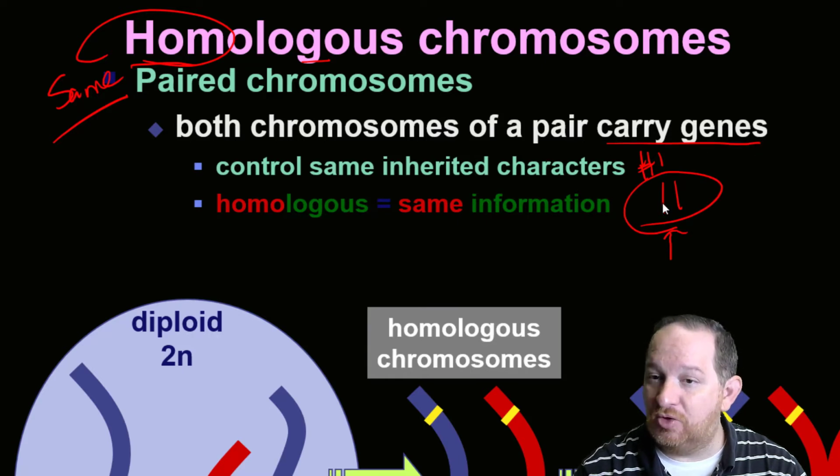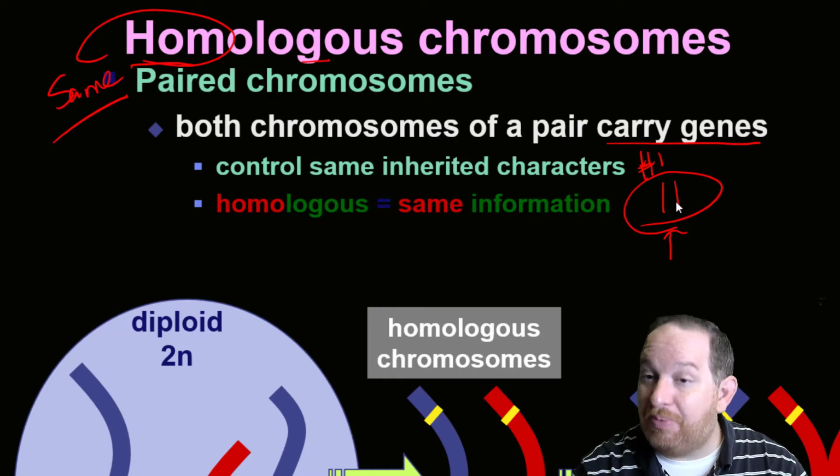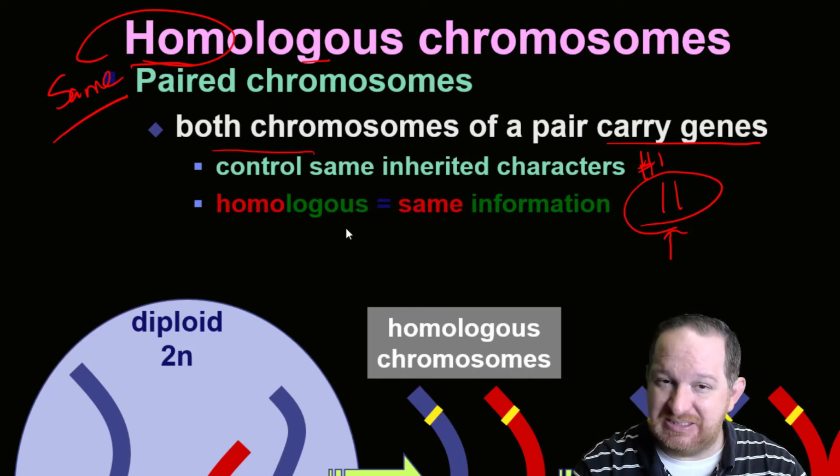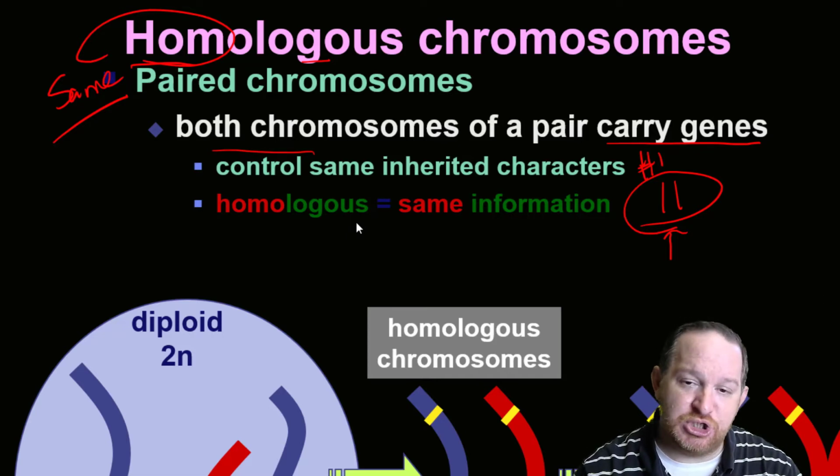Maybe one of the eye color genes is there. Maybe one of the genes to make a certain enzyme is there. So on number 1, these chromosomes carry the same genes. Now, they might have different versions of the genes, which we'll get to later: one for blue eyes, one for brown eyes. But we call a homologous pair the same chromosome that has the same genes, same information.